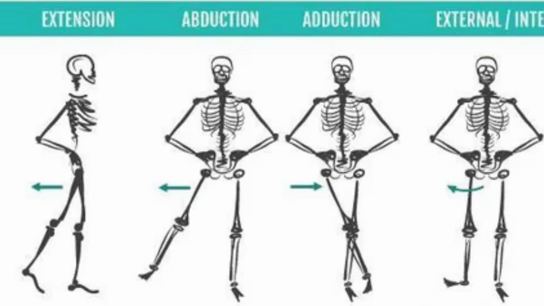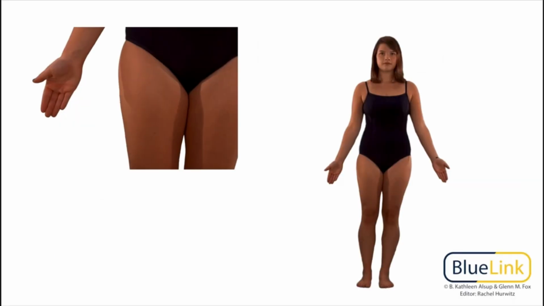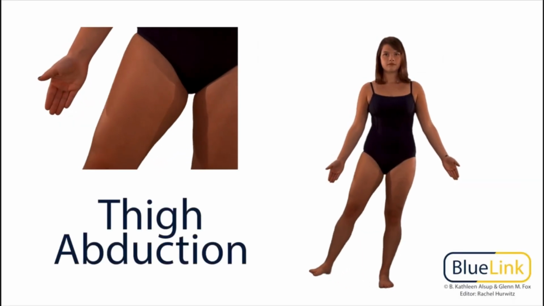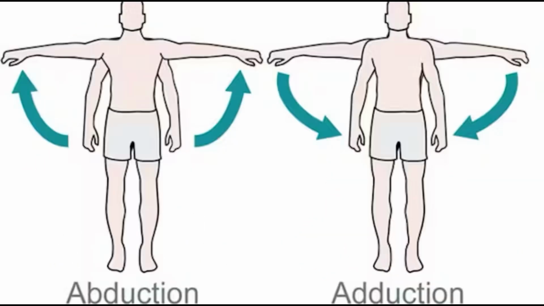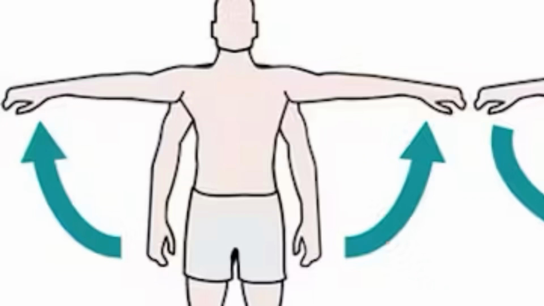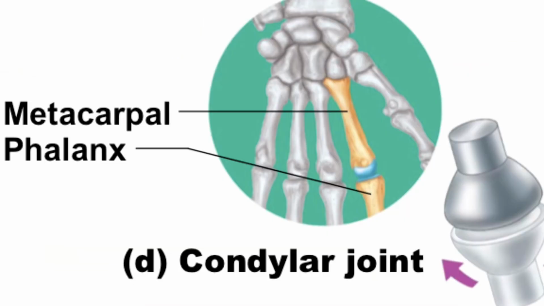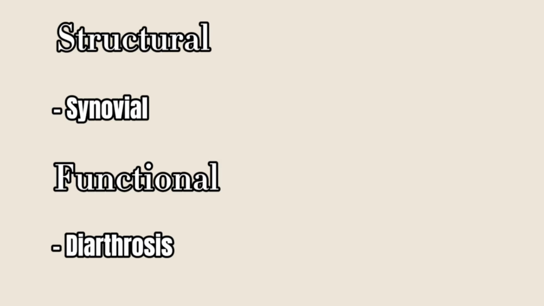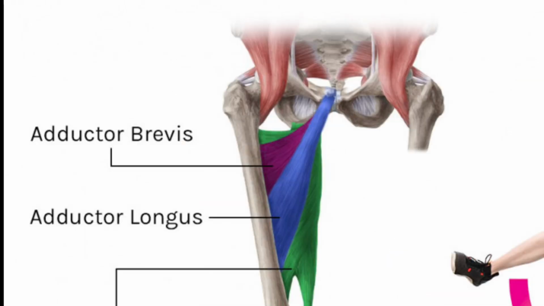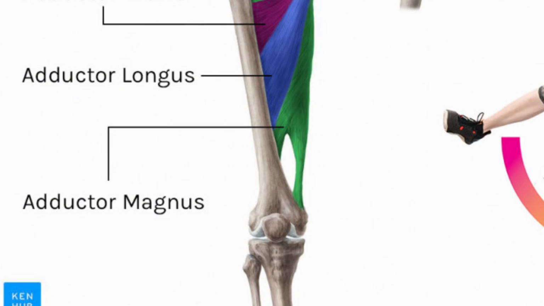Abduction. It moves the limb laterally away from the midline of the body, and motion occurs within the coronal plane and involves medial-lateral motion of the limbs. A condylar joint is used in this movement. The structural is synovial and the functional is diarthrosis. The muscles used in this movement are abductor brevis, abductor longus, and abductor magnus.